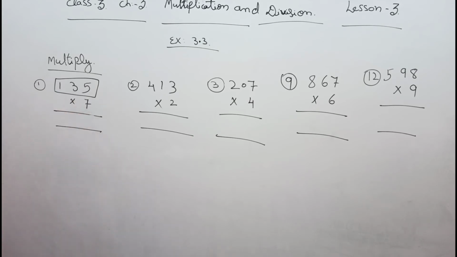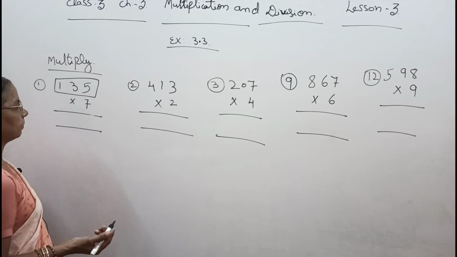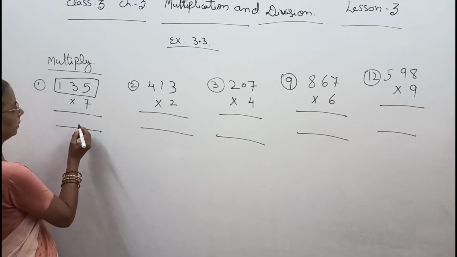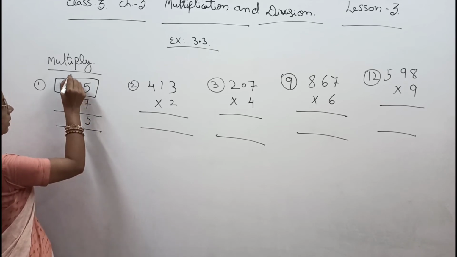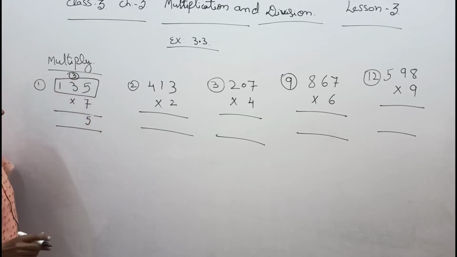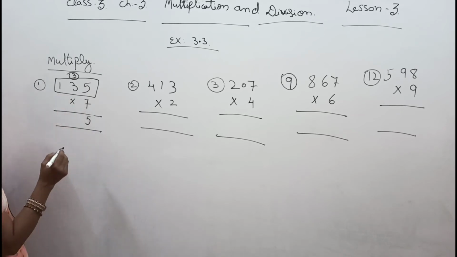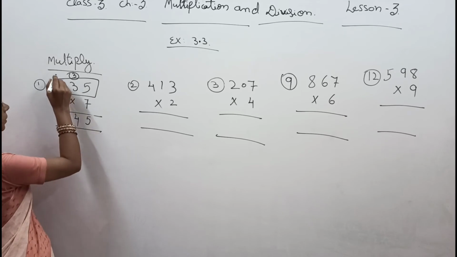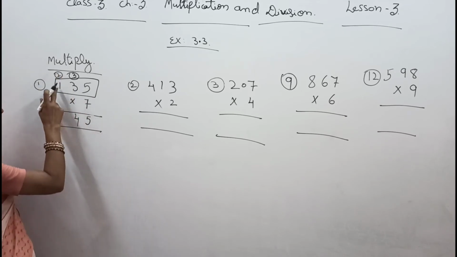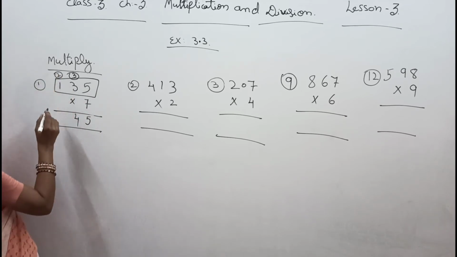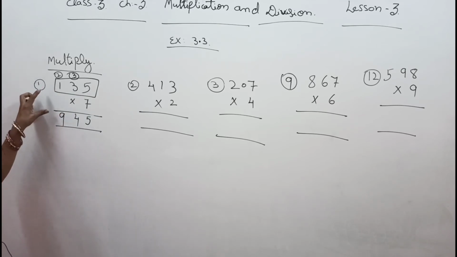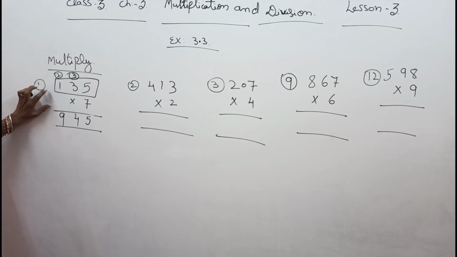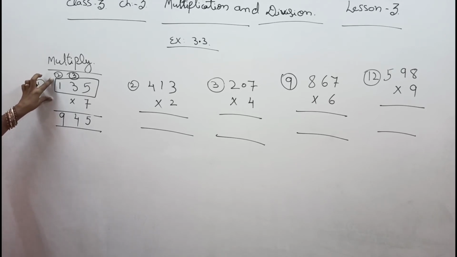7 5s are, if you know tables, then automatically you can write it easily. 7 5s are 35. 5 here, 3 carry. Then 7 3s are 21. 21 plus 3 is 24. Again 2 carry. Then 7 1s are 7. 7 plus 2 is 9. Like this you can multiply the numbers if they are given in three digits.